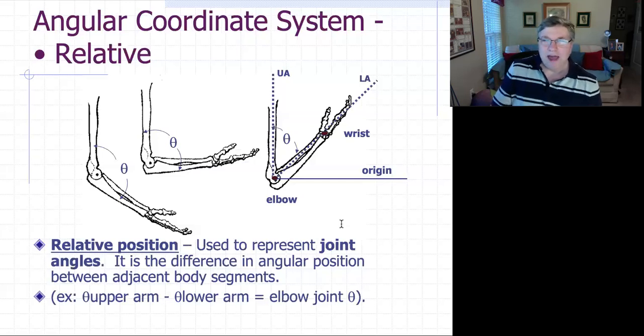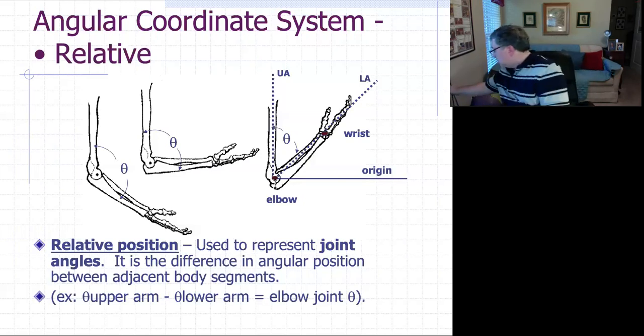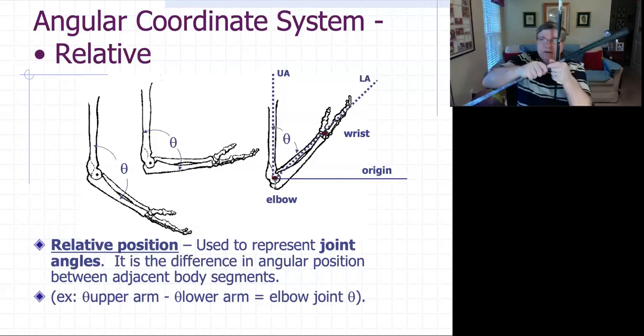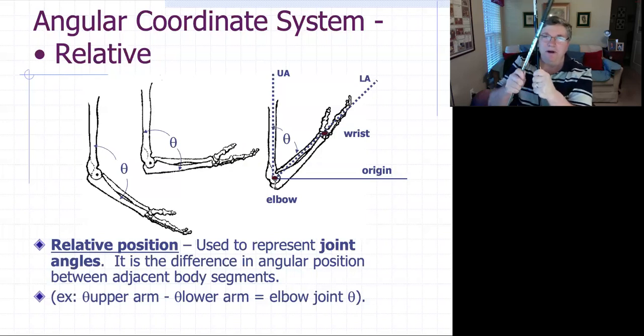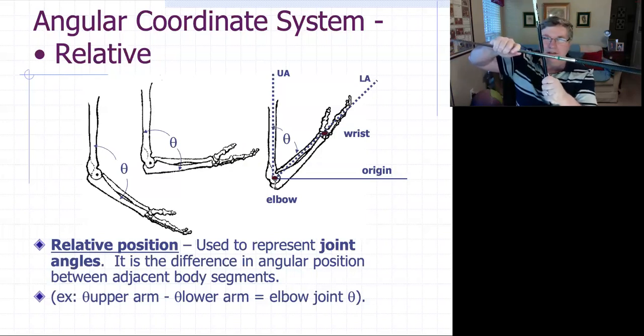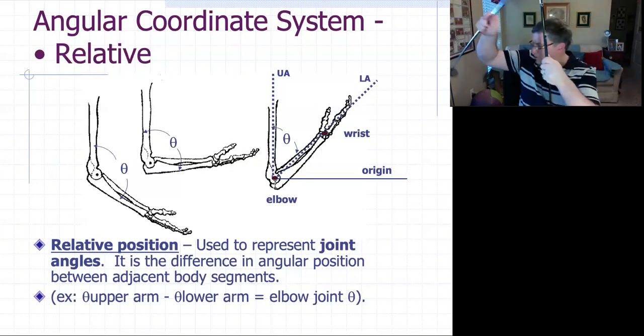A relative angular position is basically the difference between two adjacent segments or lines. In fact, that's the way we could describe or define an angle. It's basically the amount of rotation needed to make two intersecting lines parallel with each other. So if these are two intersecting lines, that's probably an angle of about 30 degrees. That's the amount of rotation needed to make them parallel. That's about 90 degrees. That's about 135, something like that.